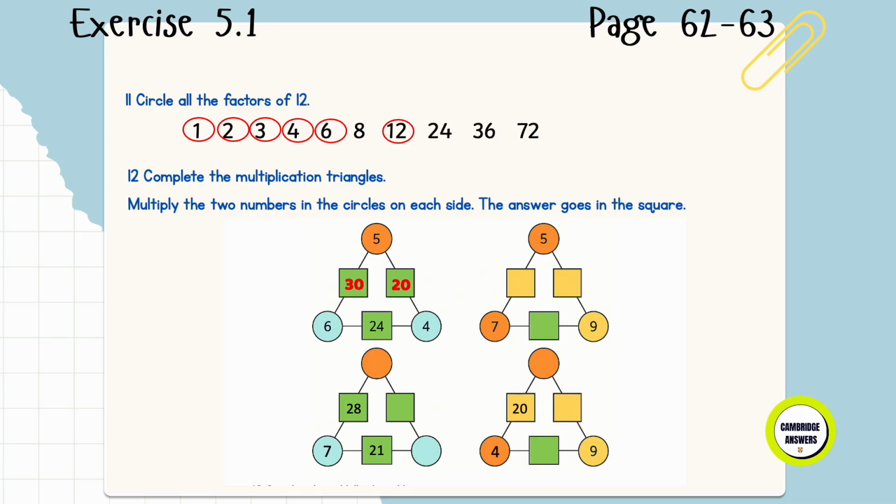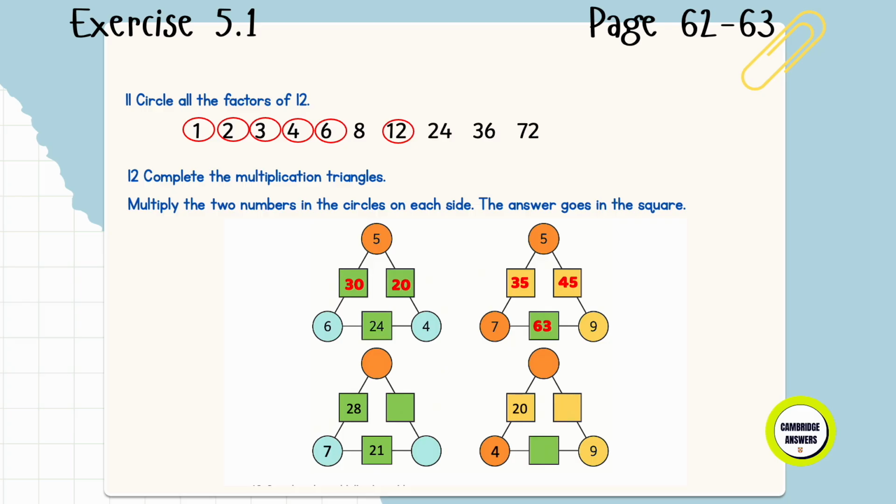Top circle, 5. Bottom left, 7. Bottom right, 9. Now, let's multiply for each box. 5 times 7 is 35. 7 times 9 is 63. 9 times 5 is 45. So the boxes here are 35, 63, and 45.